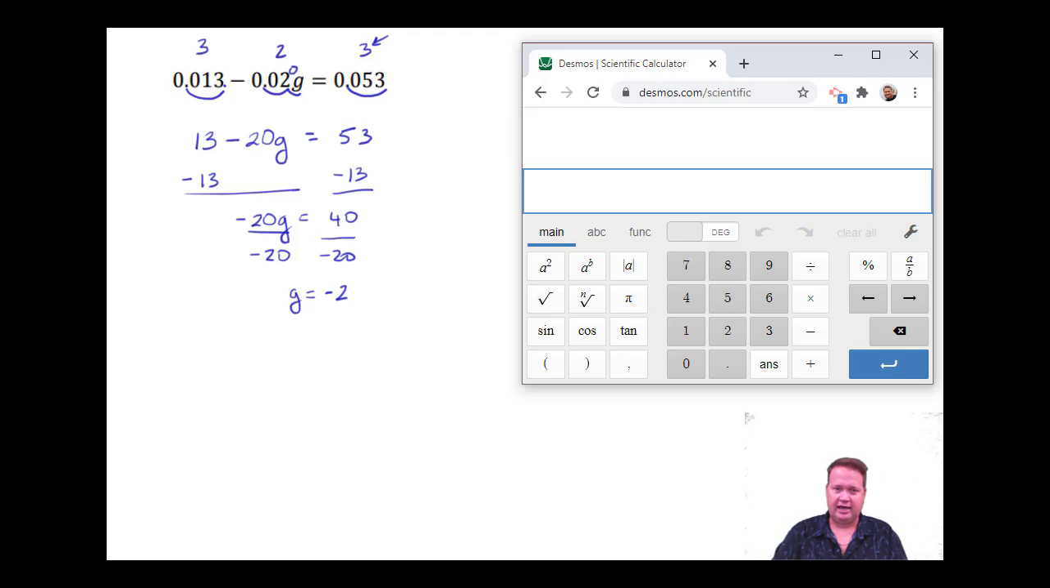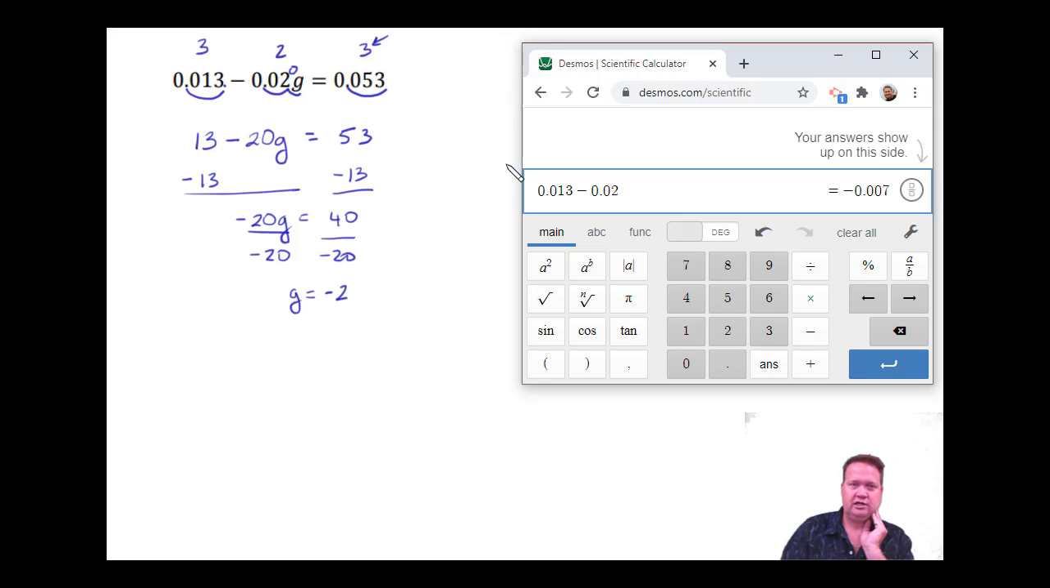And I have the calculator right here ready to go. Let's go ahead and plug that in. I know that the right side is expected to be 0.53. So let's go see if the left side gives me 0.53. 0.013 minus 0.02. You don't need to put those zeros in front of the decimals for the calculator's sake, but I do it because that's what we're looking at.